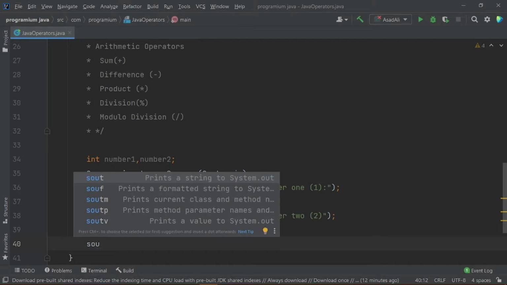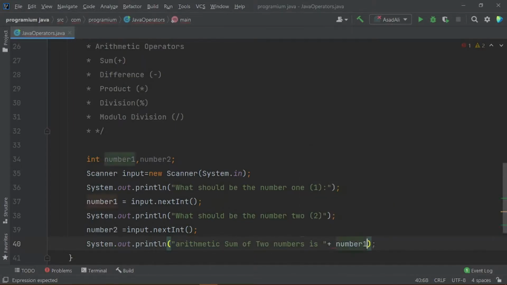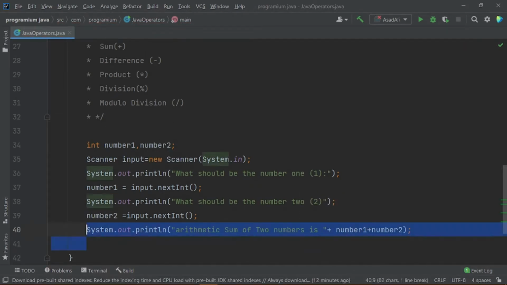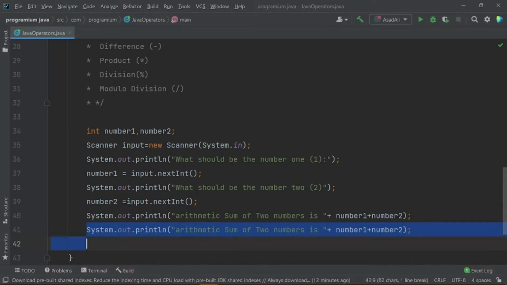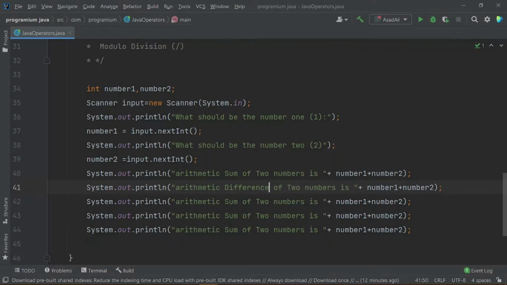So I am printing here: arithmetic sum of two numbers is number 1 plus number 2. Okay, now I am duplicating this 5 times. So here would be the difference of two numbers is number 1 minus number 2.